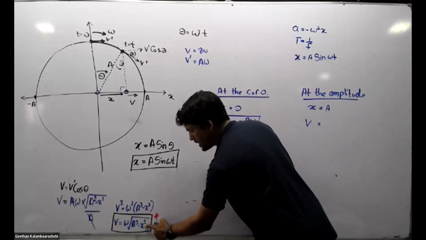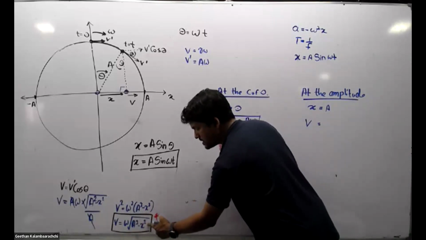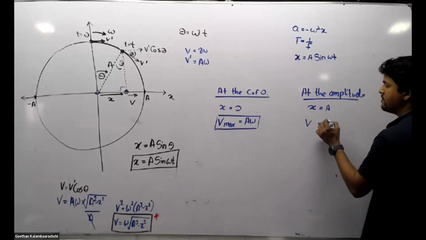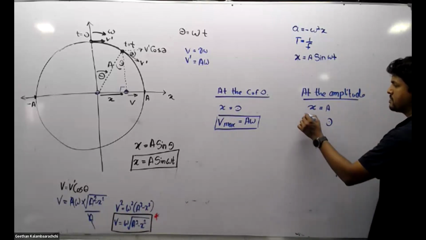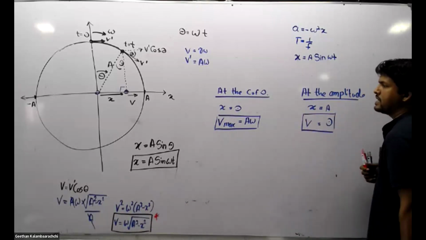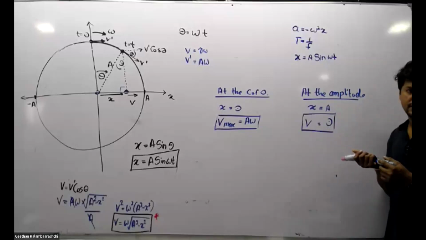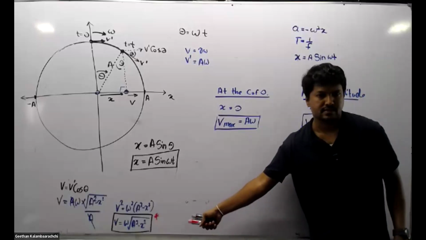When x is equal to A, A square minus A square is 0. 0 into omega 0. V is 0, that's the minimum speed. So what they have done is they have given us these two proofs without giving us this.